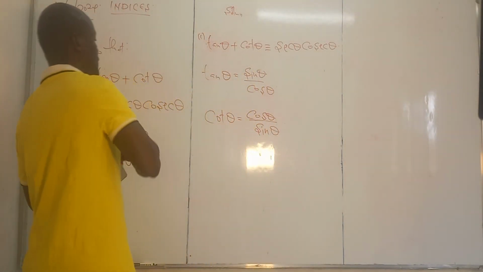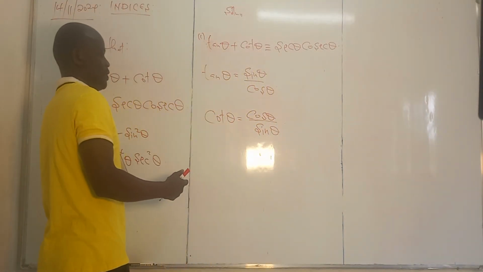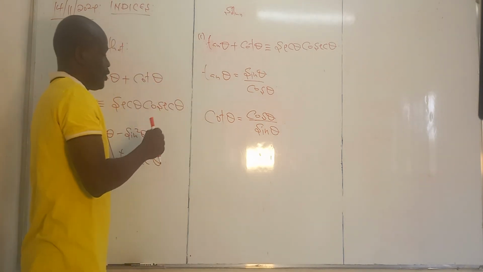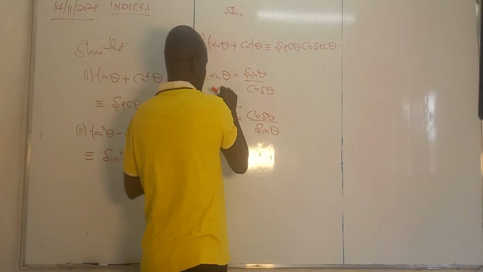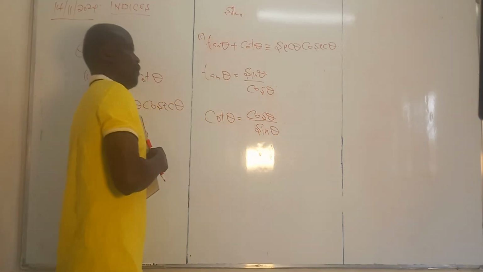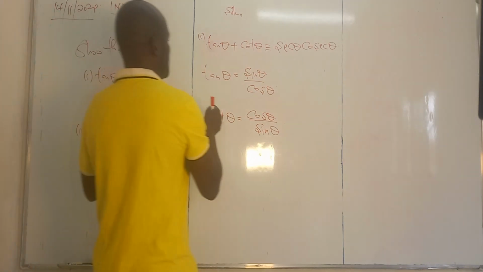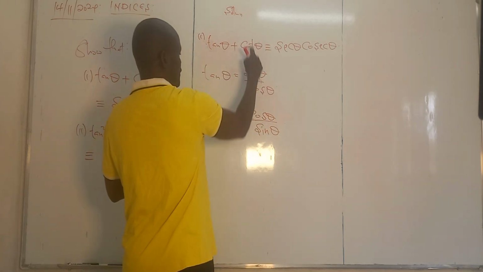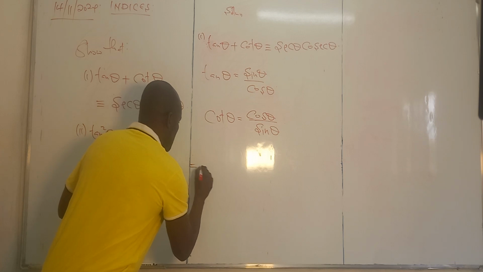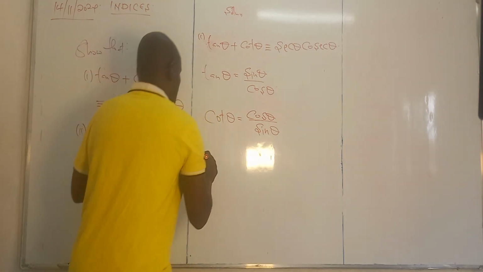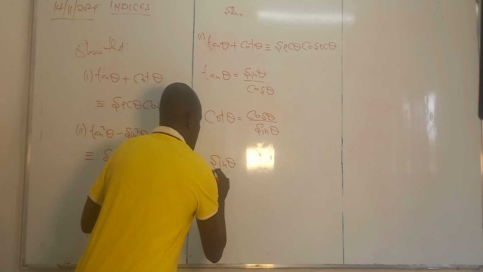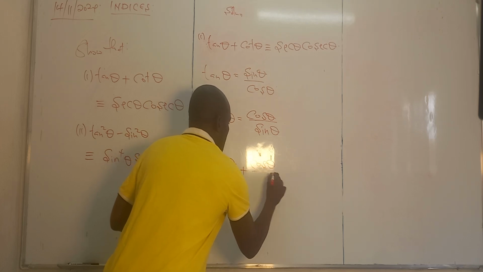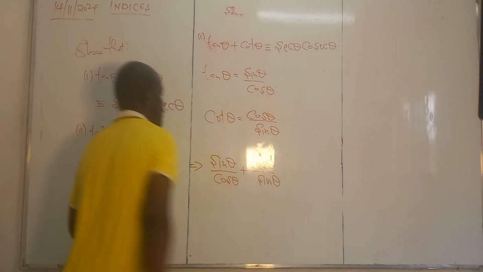Cot of theta is the reciprocal of tan theta, not the inverse of tan theta, the reciprocal of tan theta. So I'll be substituting where there is tan theta, I'll be writing this here, and where there is cot theta, I'll be writing this. So effectively, what I have then is sin theta over cos of theta plus cos of theta over sin of theta.